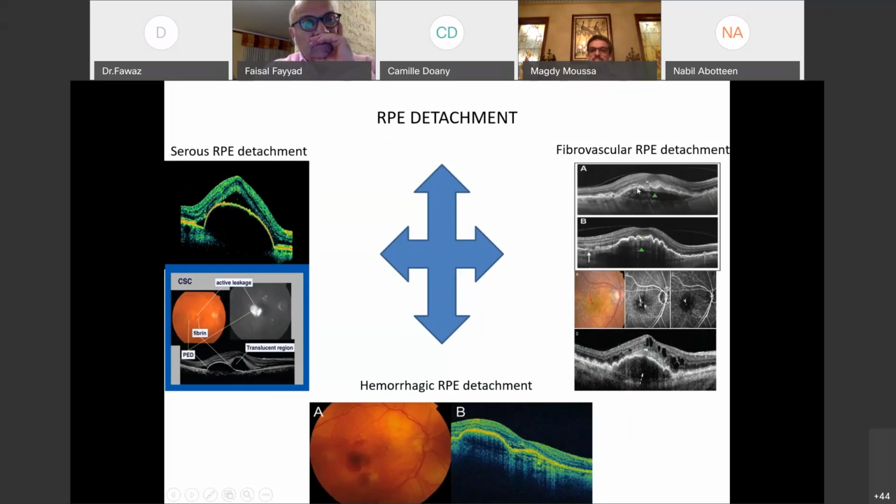Vascular: the detached RPE is irregular, and there is moderate reflectivity behind it, which is an indication of CNV. And in some cases, we may find blood, like in hemorrhagic RPE detachment, in which there is hyperreflectivity behind it due to the presence of blood.